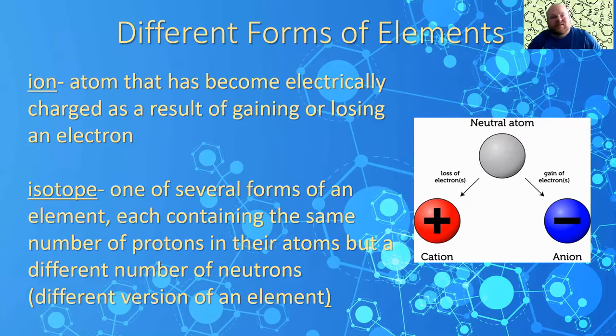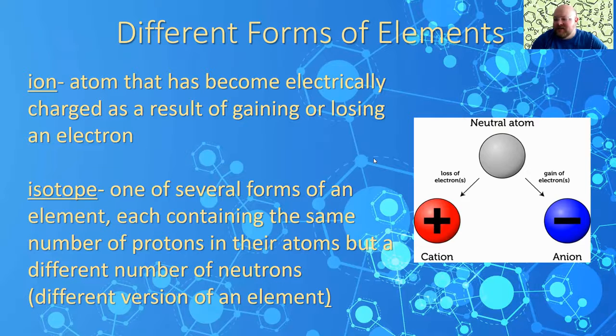Okay, now I keep talking about what's that decimal point? What is that all about when it comes to the mass? Well, let's talk about this word here. Sometimes we have different forms of the same element. Those are what we call ions. So an ion is an atom that's been electrically charged as a result of gaining or losing an electron. So you take your same element. If you lose an electron, it becomes positive. If you gain an electron, it becomes negative. And isotopes are several different forms of an element, each containing the same number of protons, but a different number of neutrons. So it's the same element, but a different form.